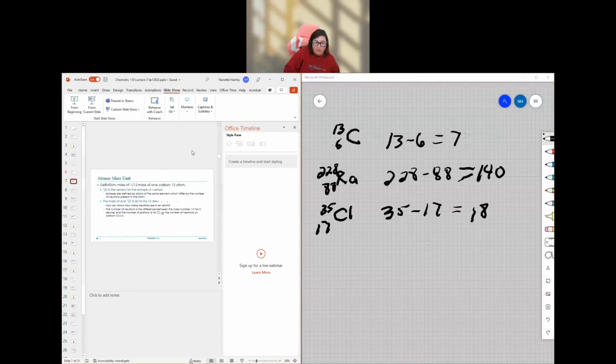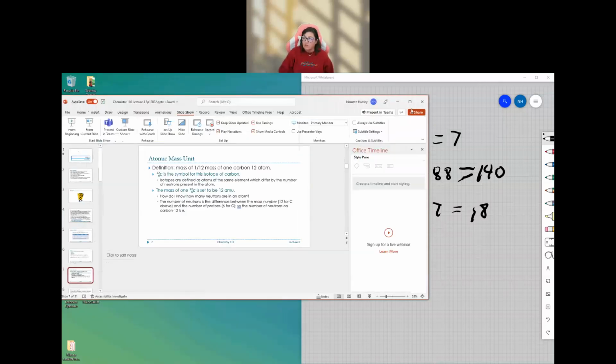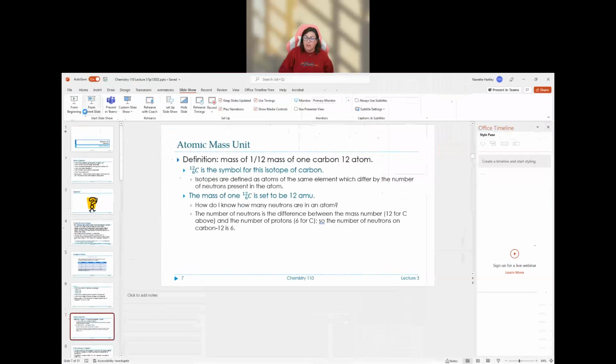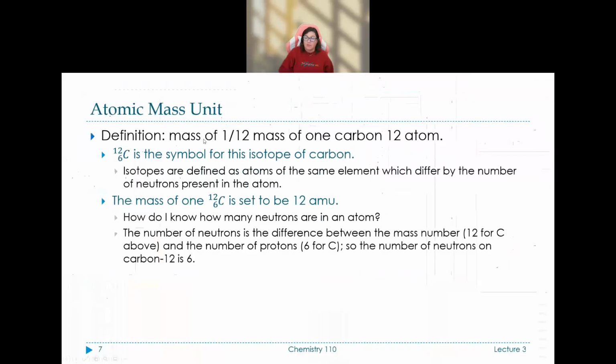Now, I've mentioned an atomic mass unit before, and I said that a proton is approximately 1 atomic mass unit, and a neutron is approximately 1 atomic mass unit. We talked about this when we defined those particles. But what the heck does that term actually mean? Well, our atomic mass unit is defined as 1/12 the mass of 1 carbon-12 atom. So it's one of these guys. I have 6 protons, 6 neutrons for that carbon. It's a symbol for the isotope. Isotopes are defined as atoms of the same element which differ by the number of neutrons present in the atom.